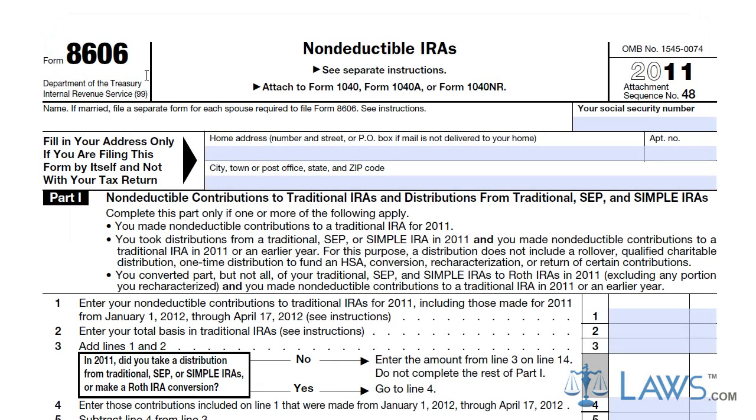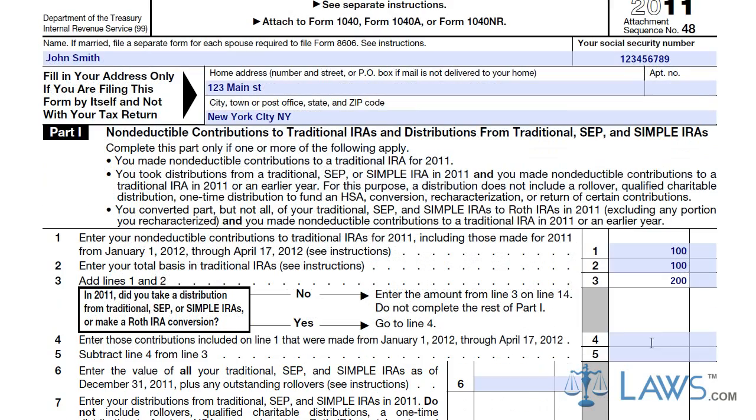At the top of the form, supply your name and social security number. Only fill out the contact information in the top box if you are submitting this form for any other reason than with your annual tax return. Some reasons may include modifying a previously submitted form or for rollover purposes.